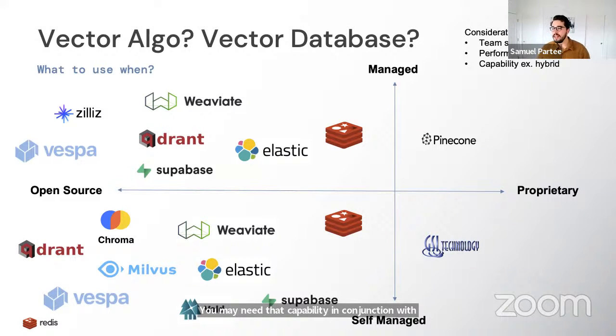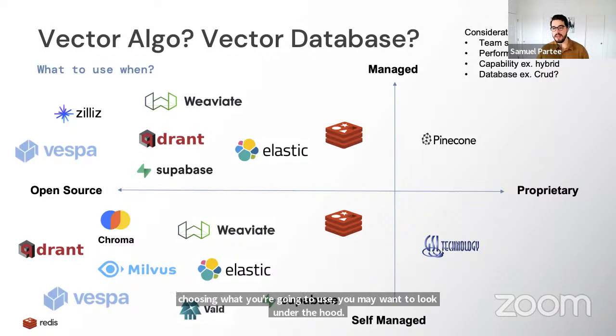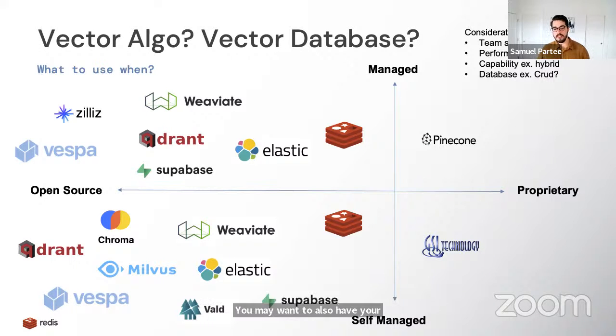You may need more database-like capability, like replication, so that you get high availability. Those are all things to consider when you're actually choosing what you're going to use. You may want to look under the hood. You may want to also have pure CRUD. Some of these, like I mentioned, Faiss, you can't, and some of these services, by the way, are wrappers around Faiss, or custom variants of Faiss.